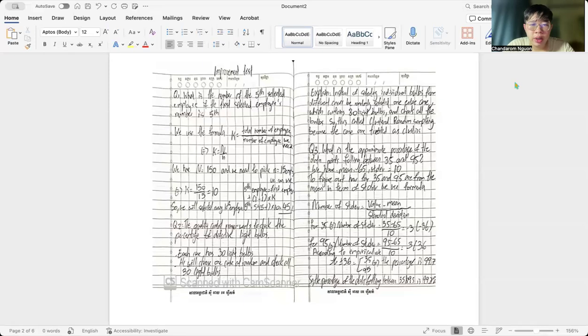First, the question is, what is the number of the fifth selected employee if the first selected employee number is 5? First, we have to know the gap between employees. To figure it out, we need to use this formula: K equals the total number of employees over the number of employees we need. There are 100 employees. We need to pick 15 employees. After we put each value into the formula, we get K equals 150 over 15, so the answer is 10.